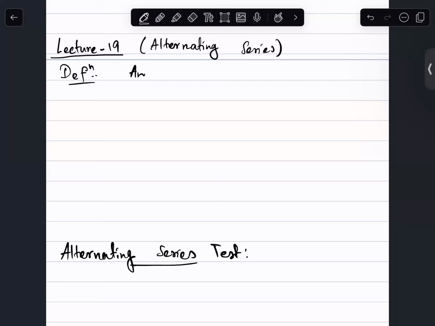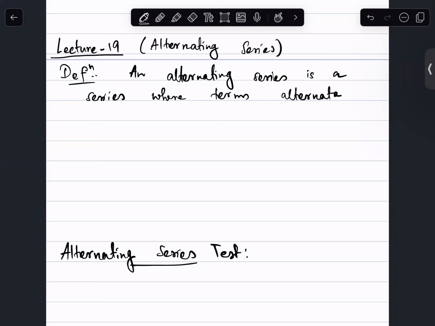So an alternating series is a series where the terms alternate in sign.